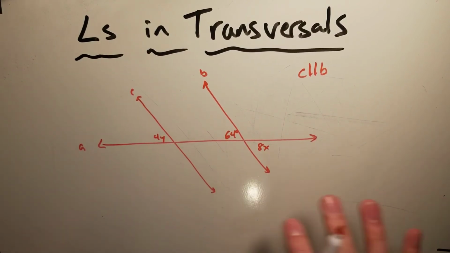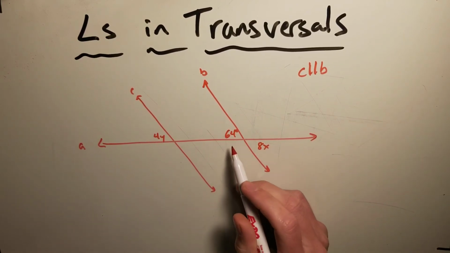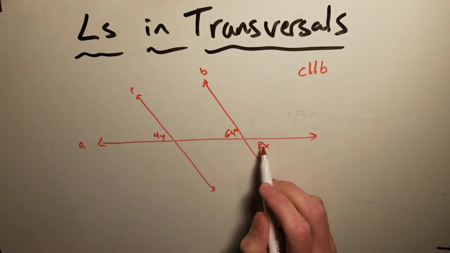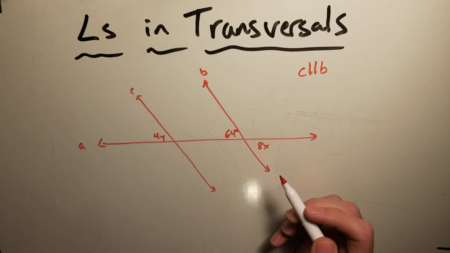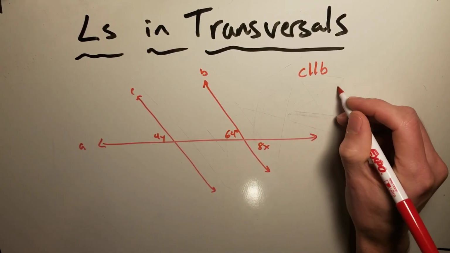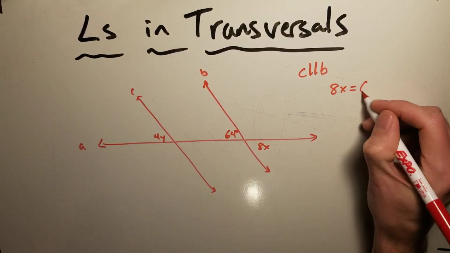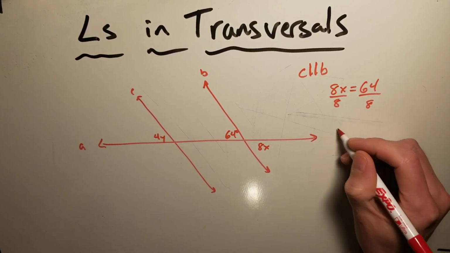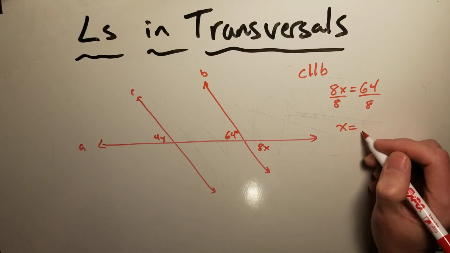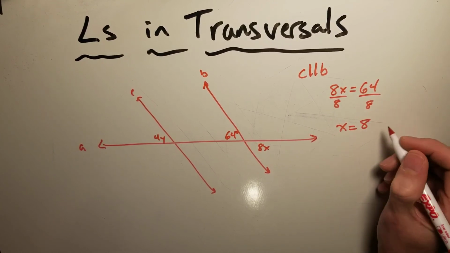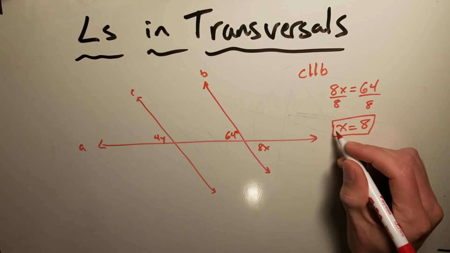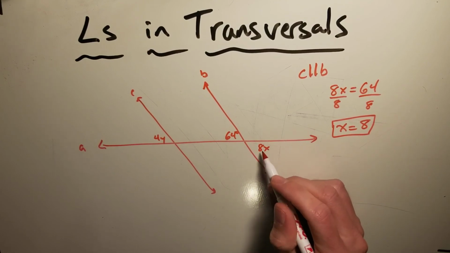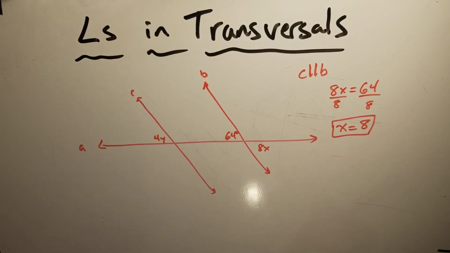And again, it's all about knowing relationships between angles. So if we try to find x first, the relationship between these two angles is that they're vertical angles. So 8x is going to be equal to 64. Divide by 8, divide by 8. So x is equal to 64 divided by 8, which is 8. So your value for x here is 8, because this angle should equal 64. 8 times 8 would be 64.